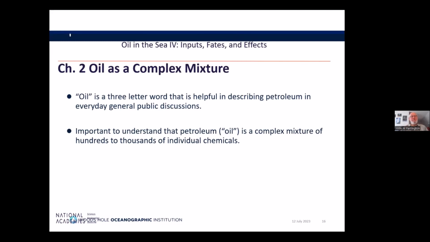So we started off with oil as a three-letter word, and I'll come around to that as to why. It's especially helpful in describing petroleum in everyday general public discussions, which is fine. It's a three-letter word. However, it's important to understand that petroleum, that is oil, is a complex mixture of hundreds to thousands of individual chemicals. Now, this is known to most people who are viewing this webinar. However, it's not known to very many other people, and we'll come around to what this creates in terms of some misunderstandings from my personal perspective.